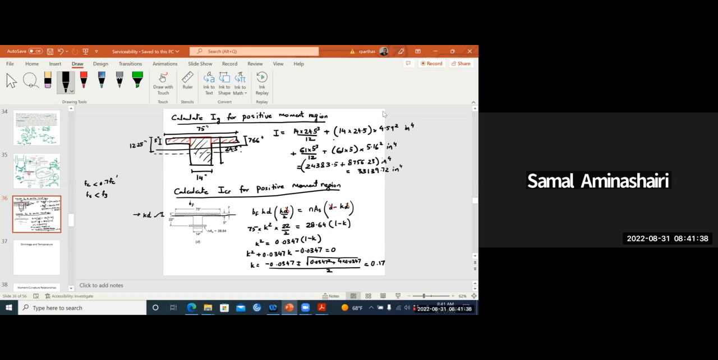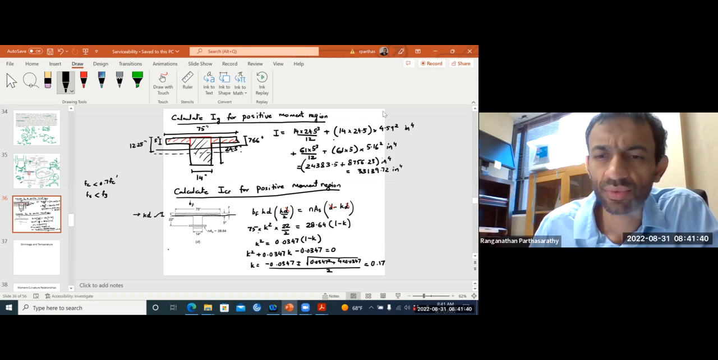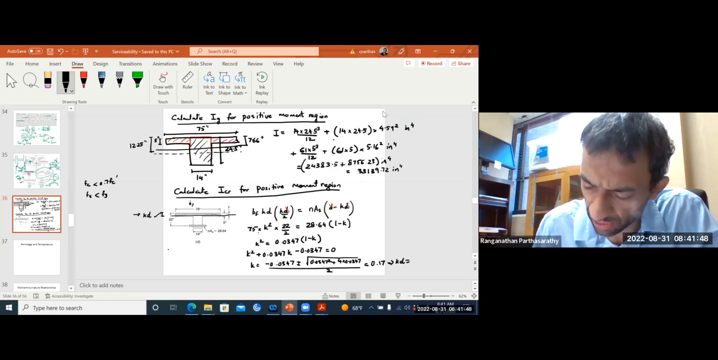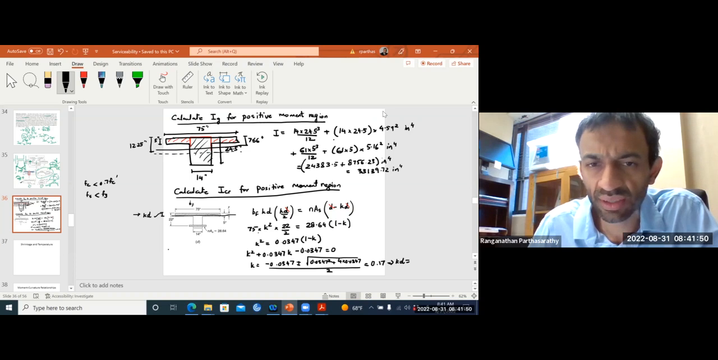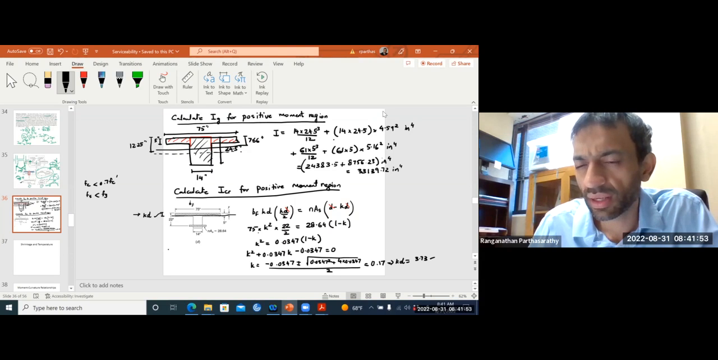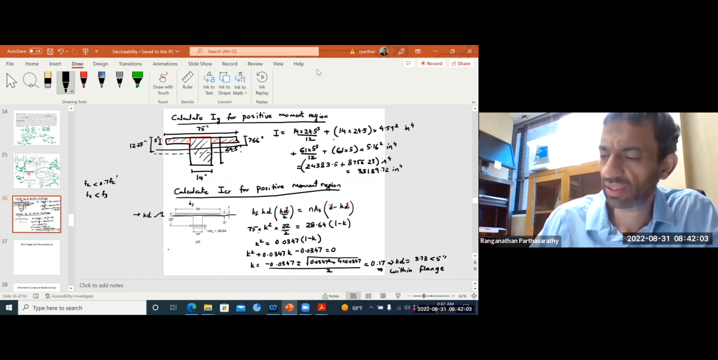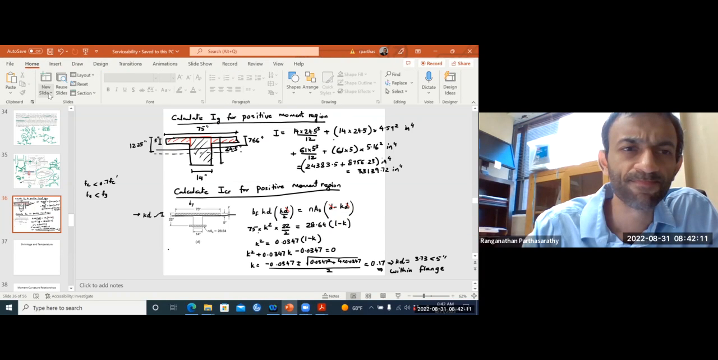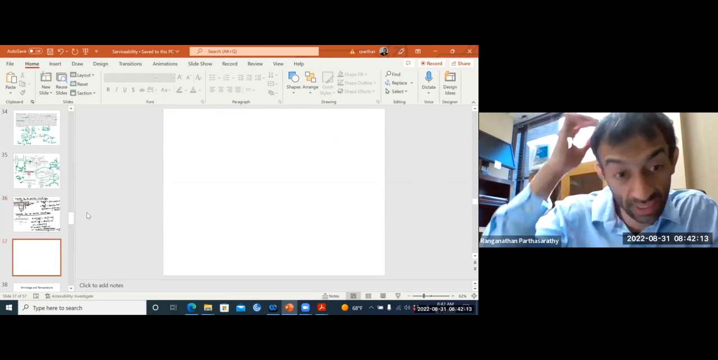Okay, so what is Kd now? This implies Kd is you multiply 0.17 times 22, 3.73, less than 5 inches, which implies that it is within the flange. Our assumption is correct. Okay, neutral axis is within the flange.